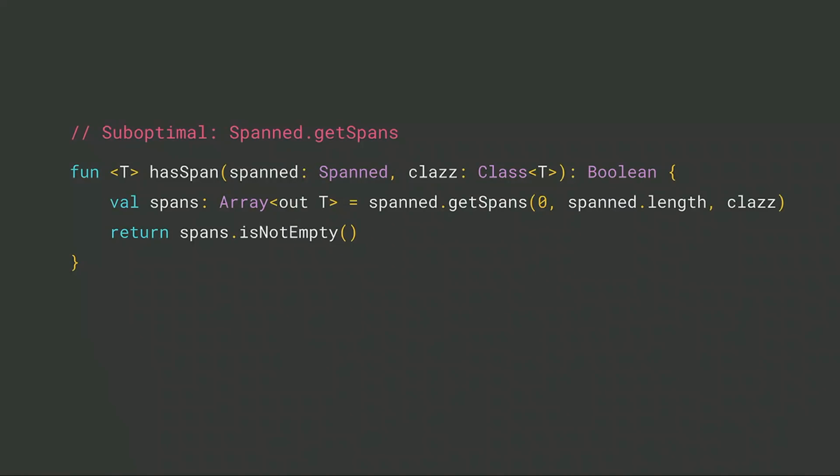Another common thing we see with spans is people trying to check if one span is present within a Spannable. And the solution we've seen online uses getSpans. So it's something like this. You just query for all the spans of a given type, get an array back, and then just check if the array is empty. This is extremely inefficient. You're going through the entire span looking for all of the instances of that span, collecting them all into an array, and then just checking if that array is empty.